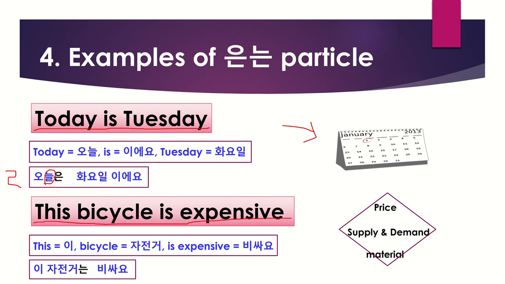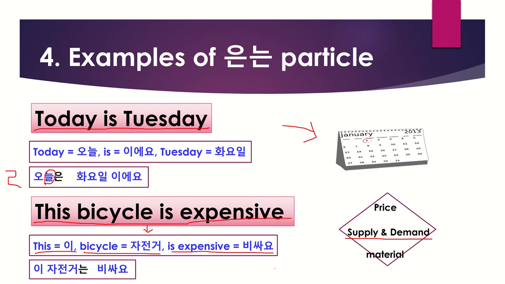This bicycle is expensive. Break down this: bicycle, 자전거, is expensive, 비싸요. Okay. As you may know, the price of merchandise or products is set according to the supply and demand principle. Right? Since this bicycle is made of titanium, it's lighter than any other common one. Okay, the price and the material are correlated, not separate factors. Okay, so we need particle 은 or 는.